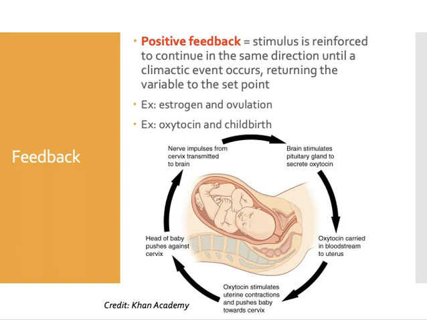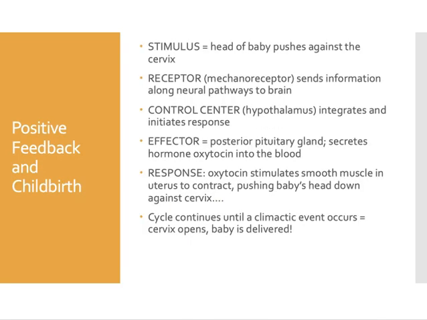Now remember, in positive feedback, we're going to see the variable changing in the same direction until a climactic event occurs. In this case, the climactic event is birth. It's the passage of the infant through the cervix and out into the world. That's going to remove the pressure on the cervix, and the positive feedback loop will end. Pressure will return to its normal range, and the process will be completed.